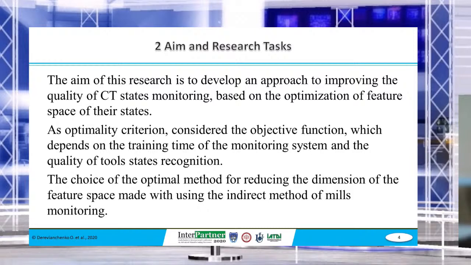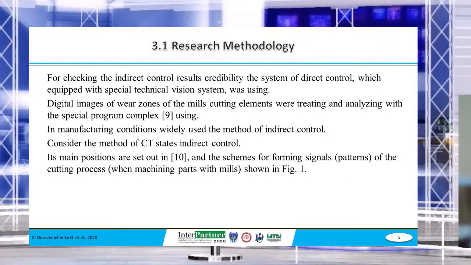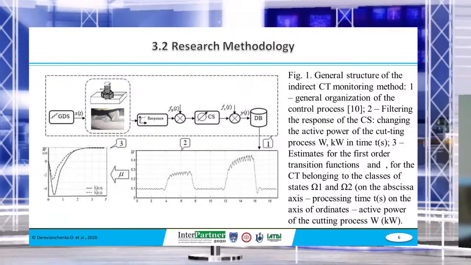Research methodology. For checking the credibility of the indirect control results, a system of direct control equipped with a special technical vision system was used. But in manufacturing conditions, the method of indirect control is widely used. Consider the method of cutting tool state indirect control. Its main positions are set out in our publication 10. The scheme for formation of signal patterns of the cutting process when machining parts with a mill is shown in figure 1. The general structure of the indirect cutting tool monitoring method is presented on this slide. Next slide, please.